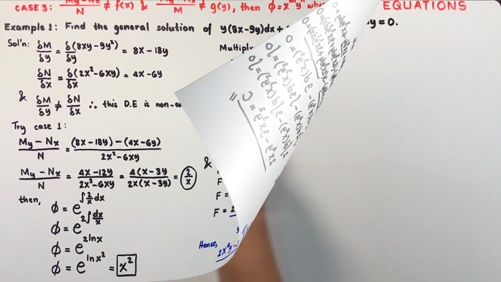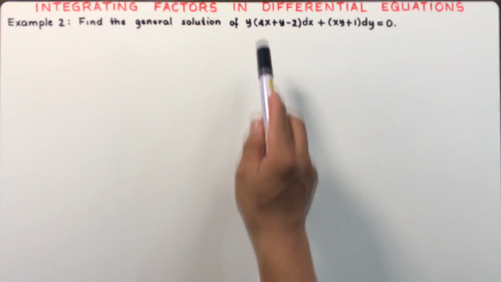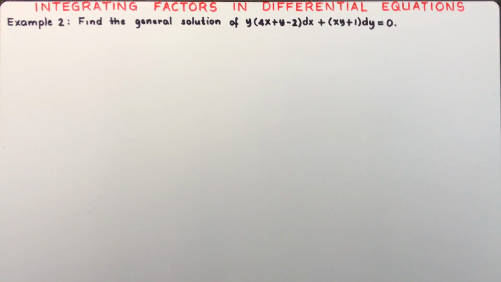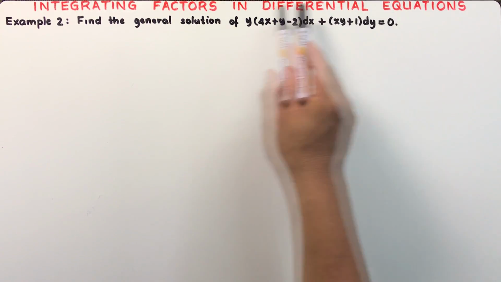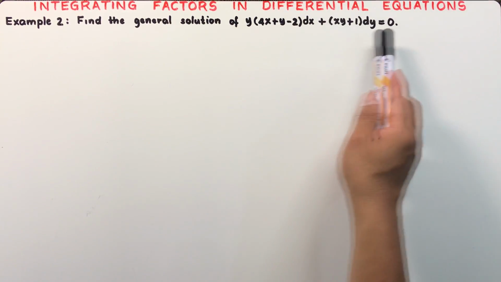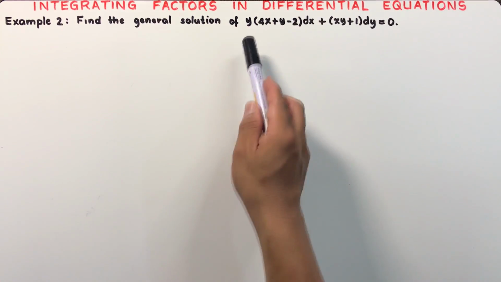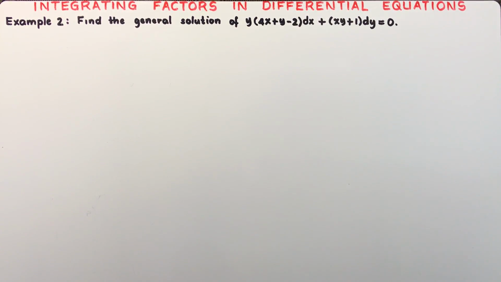Let's proceed to our example number 2. Find the general solution to this differential equation. And you can check that this is also not a separable differential equation. And this is also not a homogeneous differential equation, and not an exact differential equation.